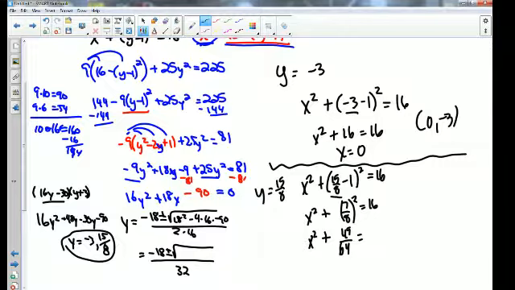Hey, we found y equals. What's 16 times 64? You're holding this up. 1024 over 64. Awesome. Okay. Now I'm going to subtract, right? X squared is.